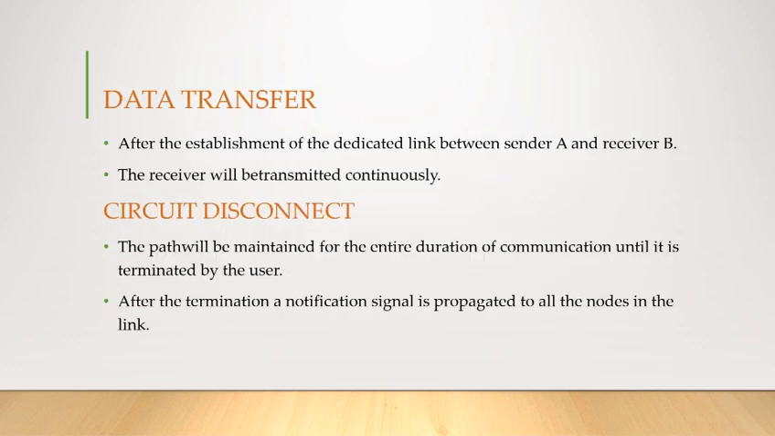Data transfer: after the establishment of the dedicated link between sender A and B, the data will be transmitted continuously. Circuit disconnection: after transmission of the data, the circuit is disconnected. The path will be maintained for the entire duration of communication until it is terminated by the user. After the termination, a notification signal is propagated to all the nodes in the link.